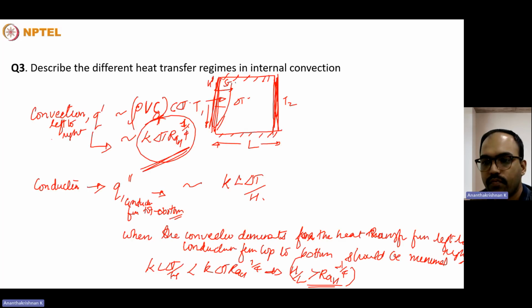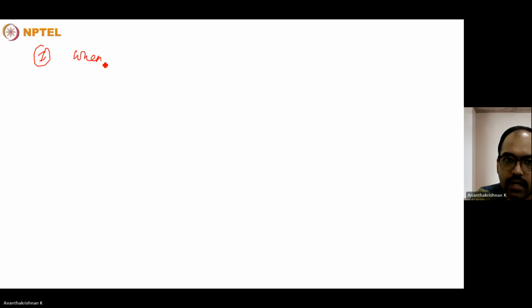So that is one side. We can denote particular geometry based on this H by L ratio, and then demarcate clear-cut divisions between these sub-branches of the convection and heat transfer regimes. We know H by L ratio should be greater than Rayleigh number raised to minus 1 by 4 for convection to occur. The only case where it doesn't occur is when Rayleigh number raised to 1 by 4 is less than 1: pure conduction dominates.